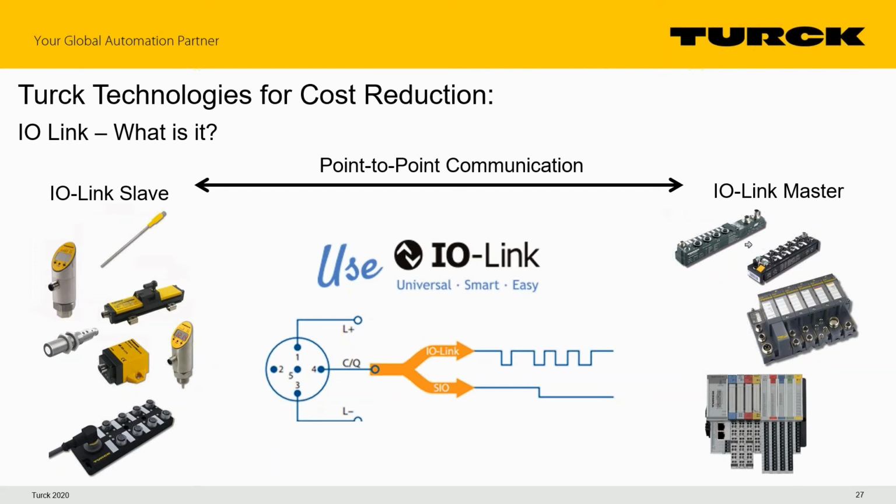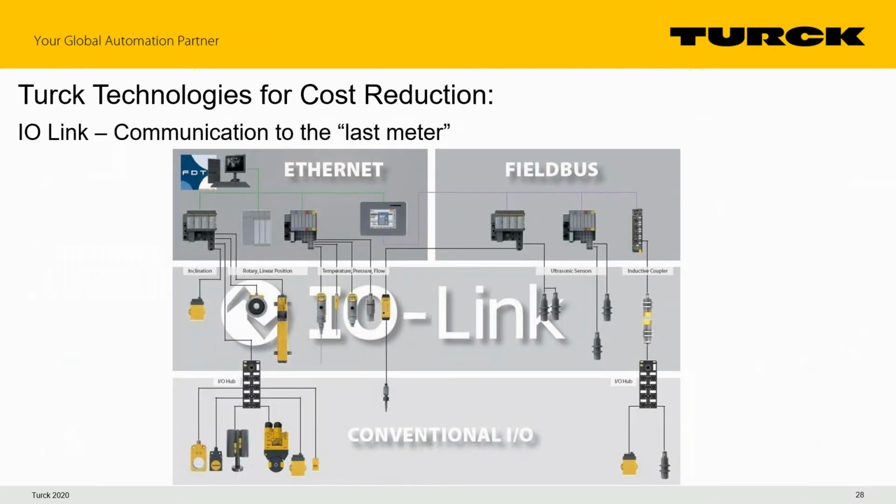But again, if we're talking about Ethernet devices as our masters, these can be spread out 100 meters between IO-Link masters. So we can cover a large area, even though we have that 20-meter limit. IO-Link is typically referred to as communication to the last meter.